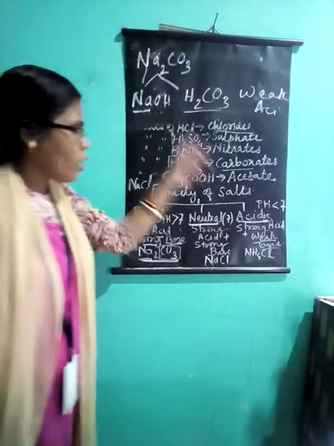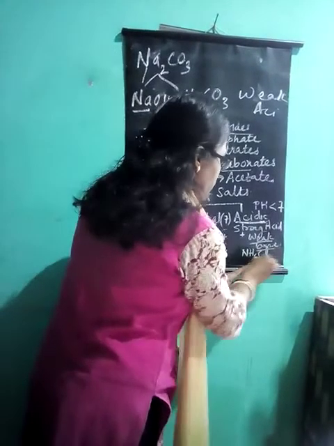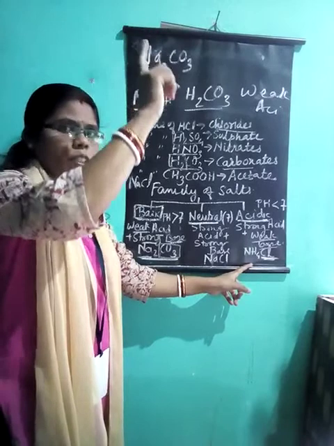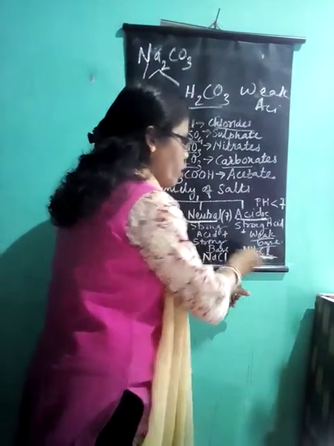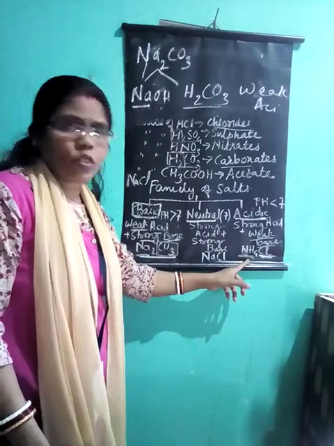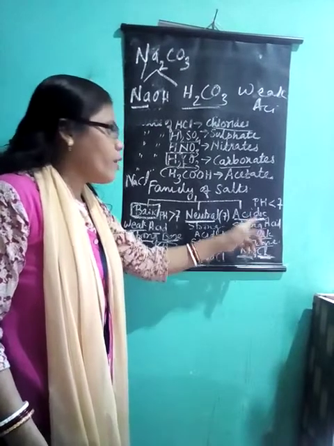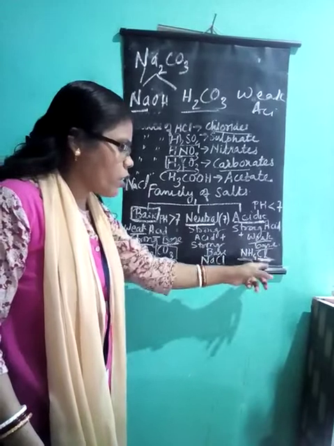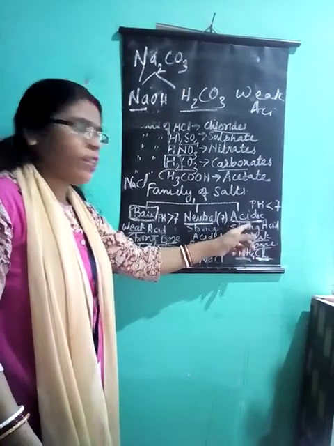Got it? Now acidic salt, example NH4Cl. Looking at Cl only, you will directly think of HCl. Oh yes, HCl means strong acid, but then see NH4. What is NH4? NH4 is ammonium hydroxide, which is a weak base. So weak base and strong acid, you will have acidic salt. Ammonium hydroxide plus HCl will give you NH4Cl, that is ammonium chloride, that is acidic salt.